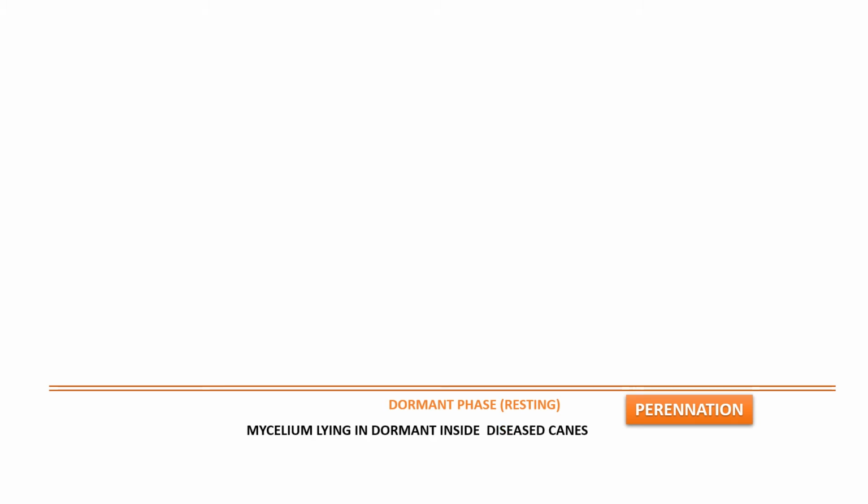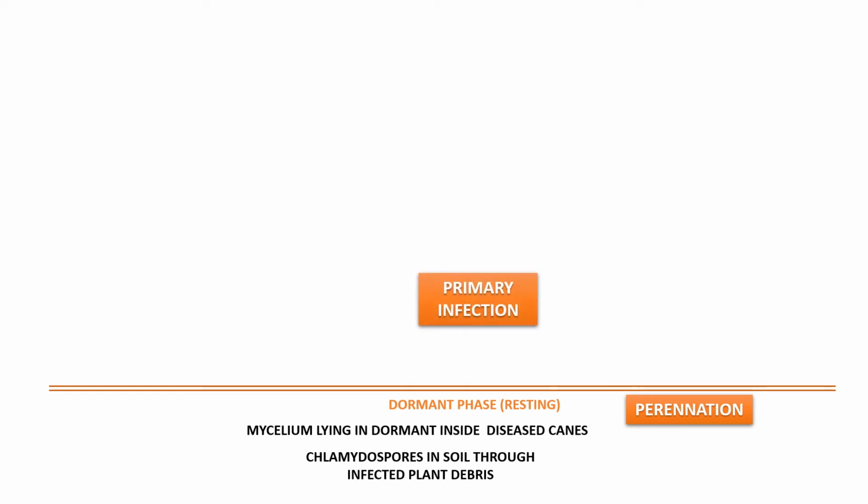The mycelium remains dormant inside the diseased cane. The conidia are short-lived and thus play no role in the perennation of the pathogen. The thick-walled chlamydospores in soil, chlamydospores and perithecia, are considered as a probable means of survival as they remain in the soil and in the infected plant debris. Now what happens?